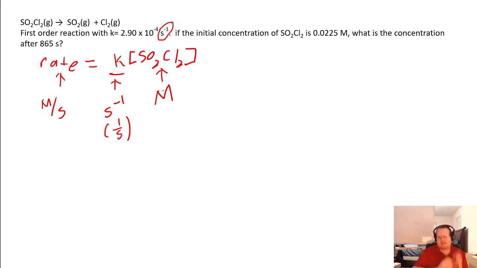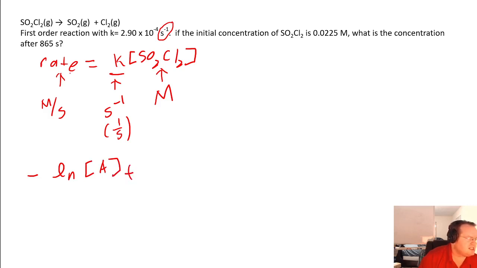So that little aside, we've got k. And they tell us the initial concentration of SO2Cl2. And they ask, what is the concentration after 865 seconds? So we'll set up our problem. We know it's first order, so we'll use our first order integrated rate law. The natural log of the concentration at time t, which in this case t is 865 seconds, so you could have written A_865 as well, is equal to negative, I'll just write variables for right now, kt plus natural log A naught.